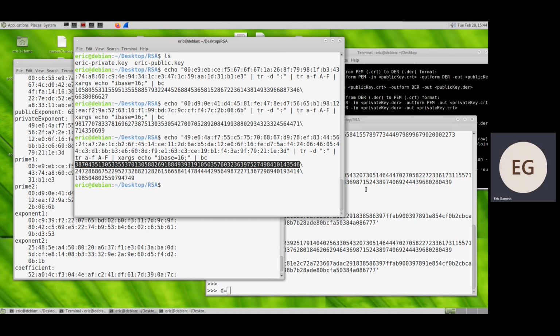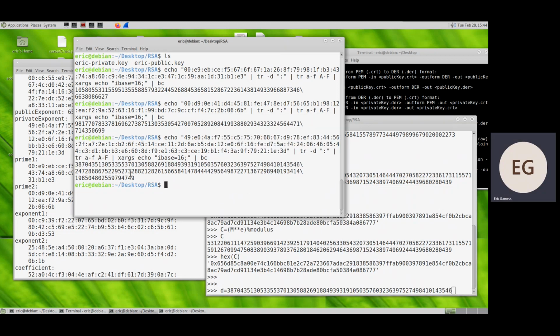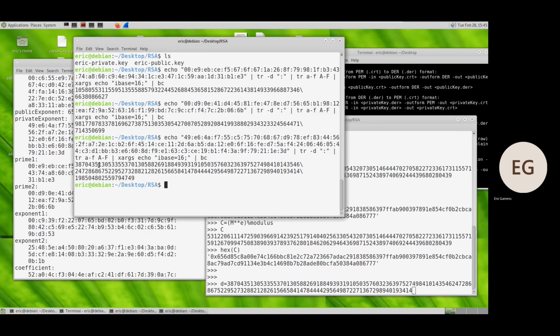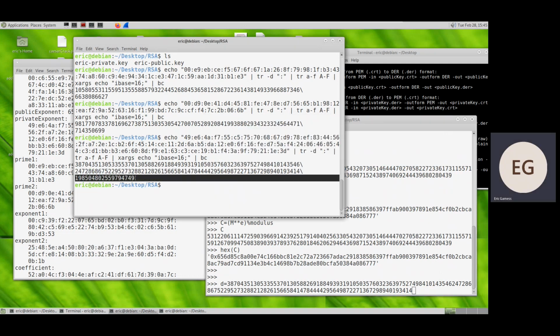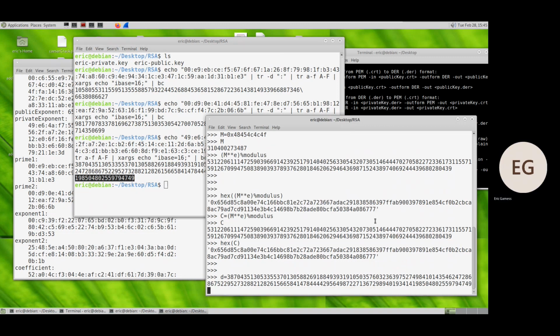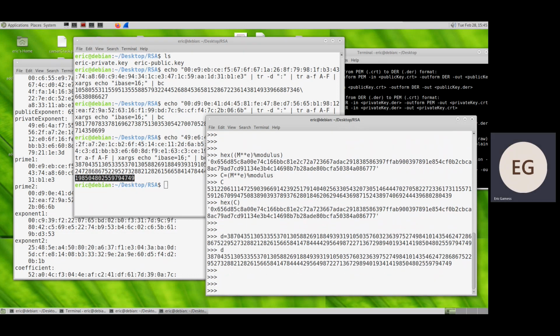Because of course, if you want to decrypt, you need to have the private key, and the private key has the private exponent. So let me copy the second line of D and paste it here. And let me copy the last line of D and copy it here. Okay, so we have D. Now we have D. I can check D. It is there.